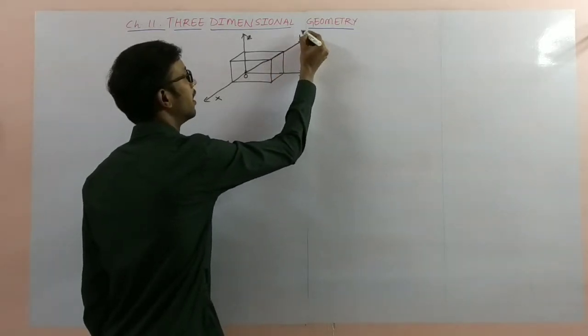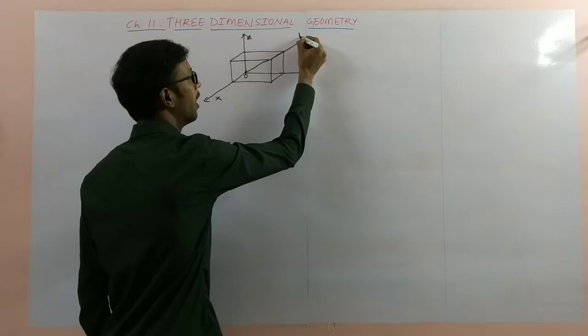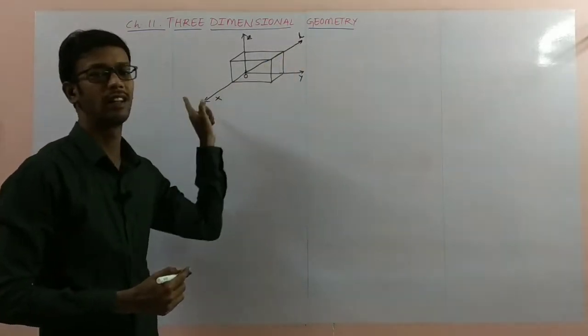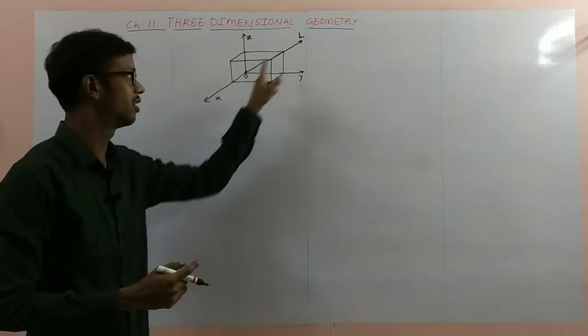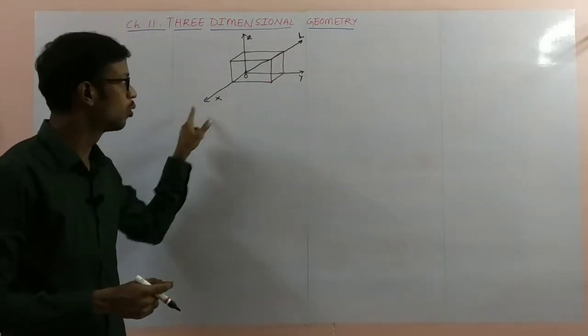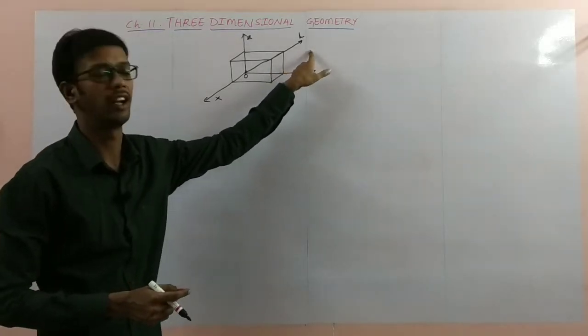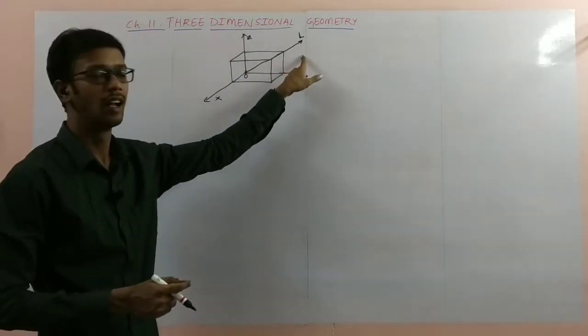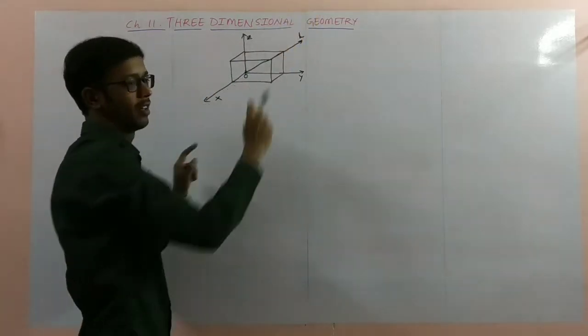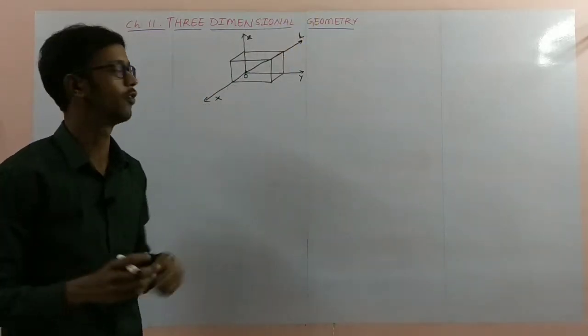this is a line L. This is called a directed line. There is a direction, so with the arrow it is called a directed line. It will extend infinitely on both sides. You can extend these two lines; the arrow line will extend infinitely.